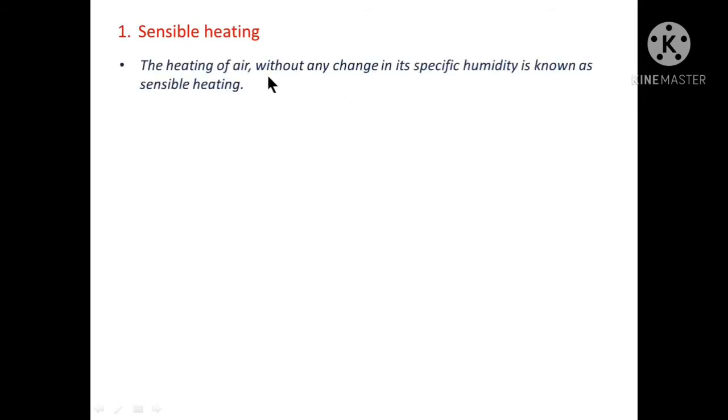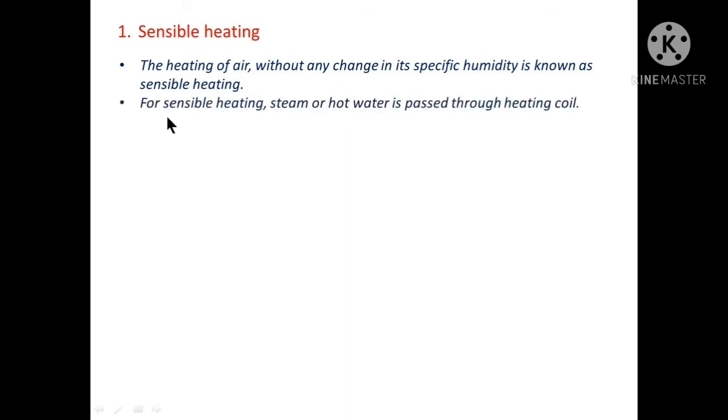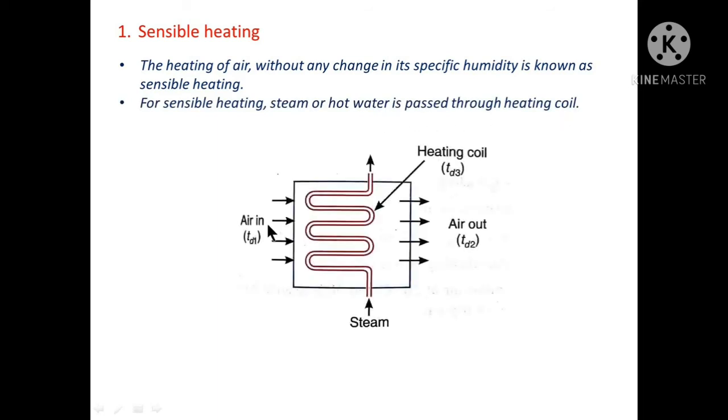The first is sensible heating. The heating of air without any change in specific humidity is known as sensible heating. That is, during the heating process the temperature increases but the humidity remains constant. For sensible heating, steam or hot water is passed through the heating coil. This is an arrangement of sensible heating.